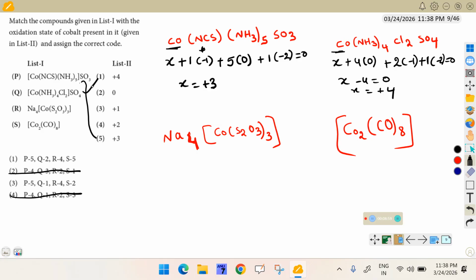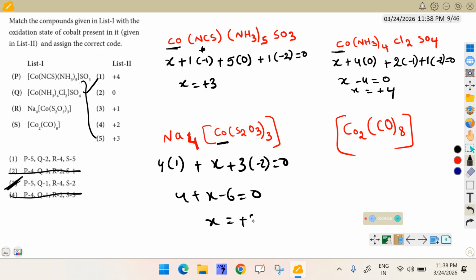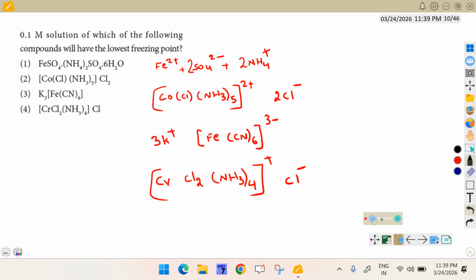Q1. Third option is the correct option. 4 into sodium oxidation state 1, X plus 3 into S2O3 -2 oxidation state. 4 plus X minus 6 is equal to 0, X is equal to +2. Cobalt is the neutral compound. 2x plus 8 into 0 is equal to 0, X is equal to 0.